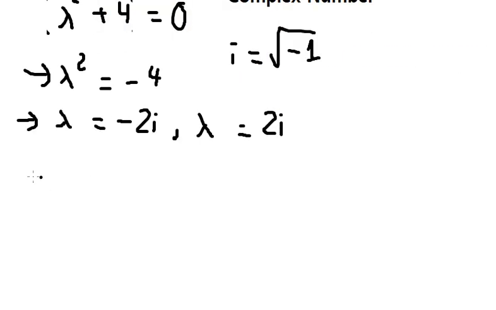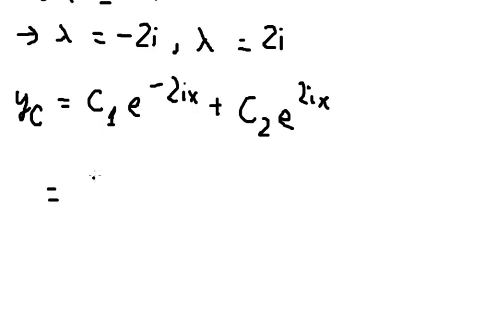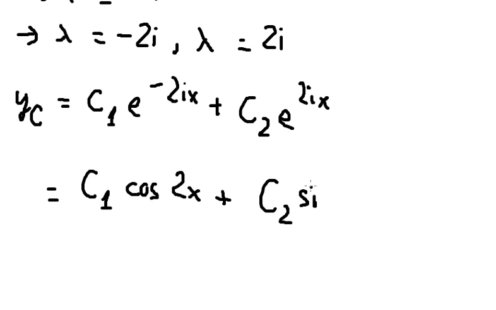And now we have yc equals c number 1 e to the power of lambda s. We change lambda into negative number 2is, and we have c number 2 e to the power of 2is. And in this one we can write it like this: c number 1 cosine 2s plus c number 2 sine 2s.